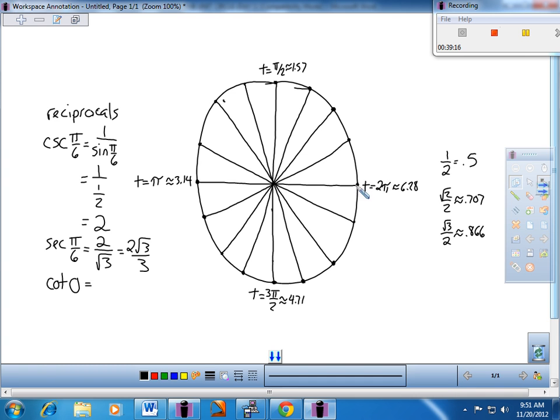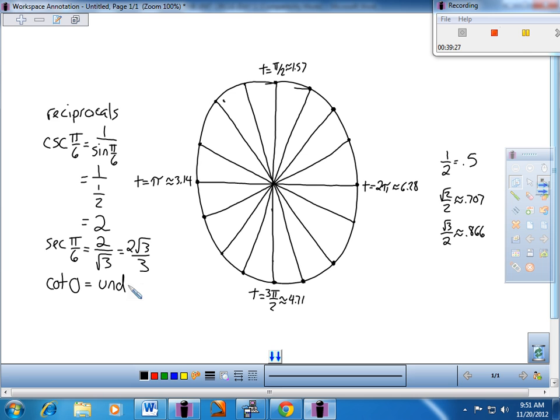So remember, 0, by the way, is a t-value, puts you right here. And x over y, well, that would be, in this case, 1 over 0. And again, it looks like undefined in this case. Cotangent of 0 is undefined.